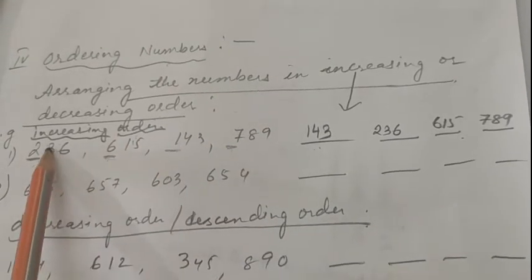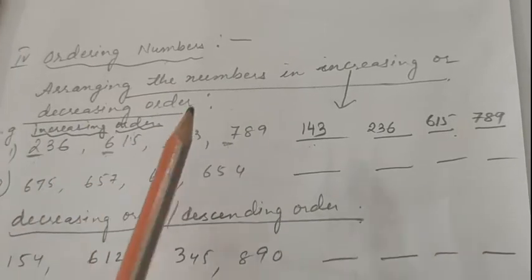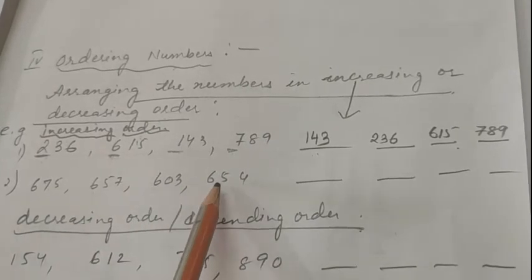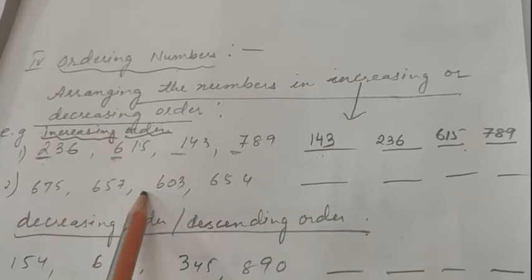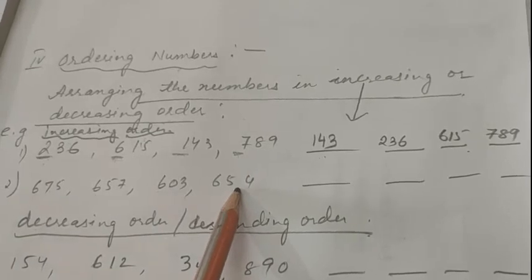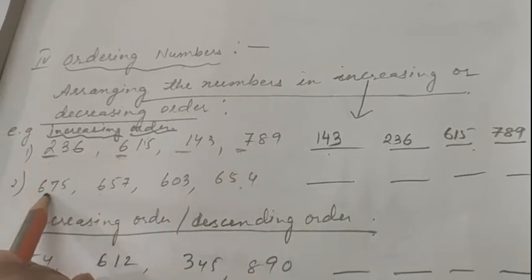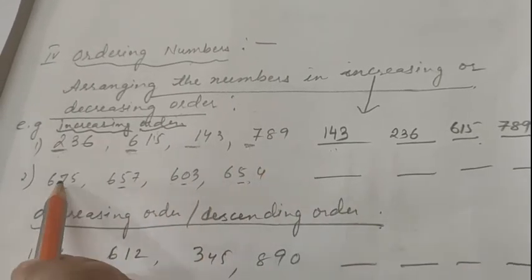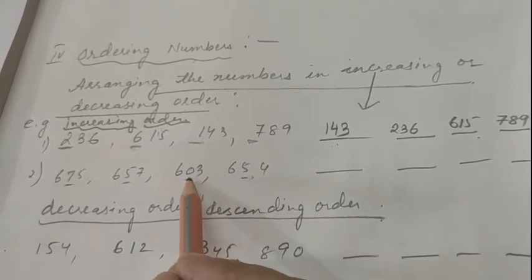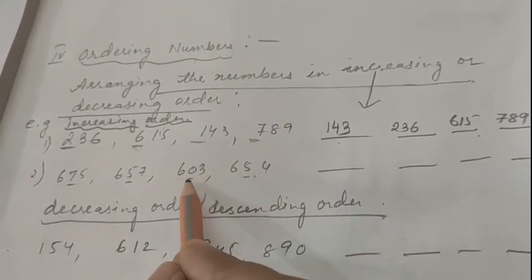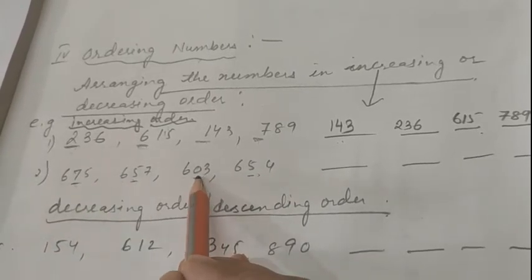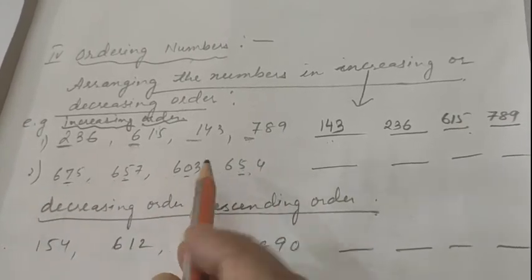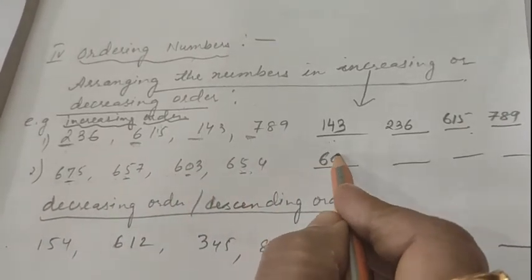Next one. That means this statement will arrange the numbers in increasing order. So another one I have written: 675, 657, 603, 654. So all these are in 600s only. So now we have to check the tens. 7 is here, 5 is here, 0 is here and 5 is here. So with the tens we have to arrange it from small to big. Which one is the smallest out of these numbers? 0 is the smallest. So 603 first.